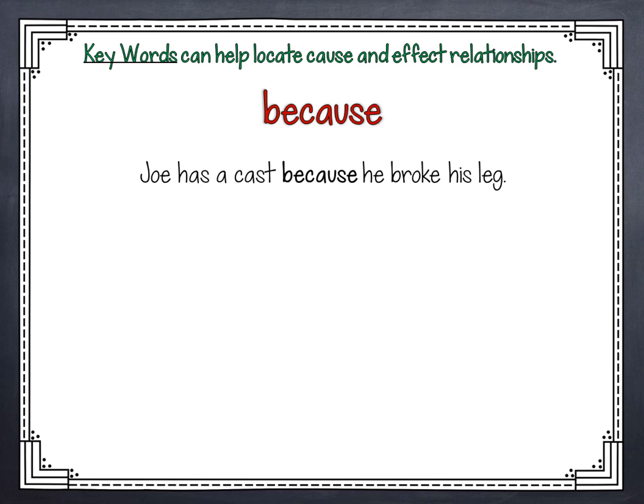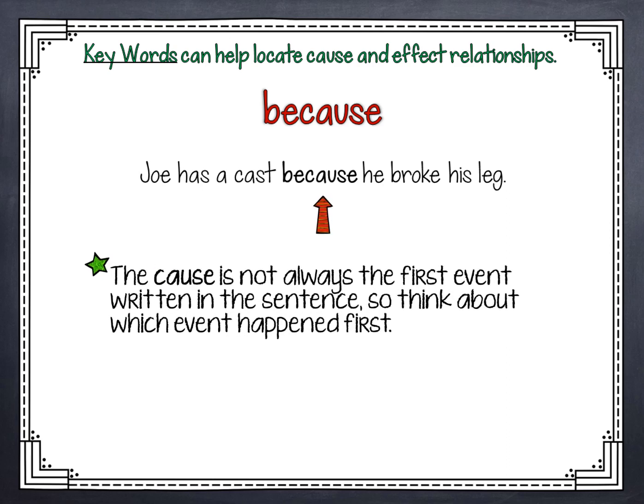Because is another key word. Joe has a cast because he broke his leg. The cause is not always the first event written in the sentence. So I want you to think about what happened first. Did Joe get a cast first, or did he break his leg first?